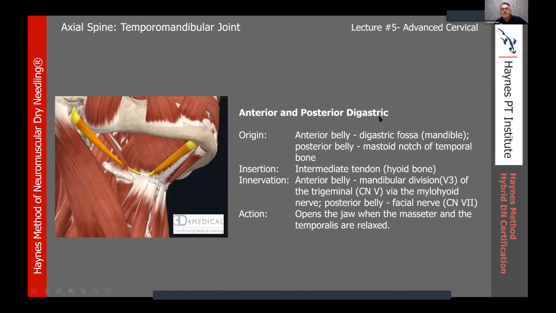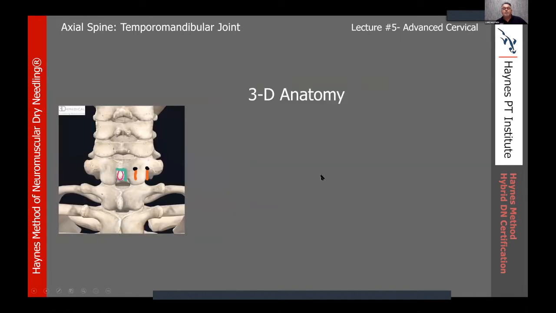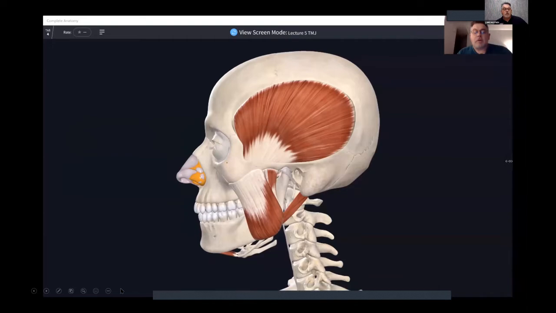Anterior and posterior digastric, they are involved. They are muscles of mastication, so we do include them. You can tell they're fairly small, probably play a much smaller role in the event of pain dysfunction. We want to be able to needle those both off of the jaw itself from an inferior approach, anterior to the mastoid process.